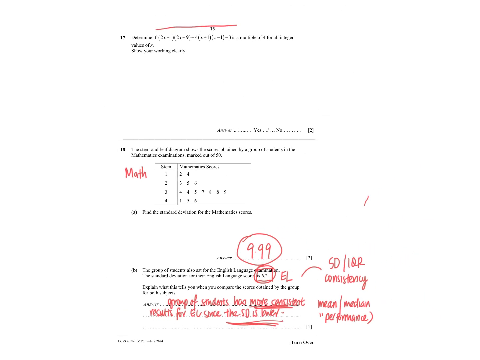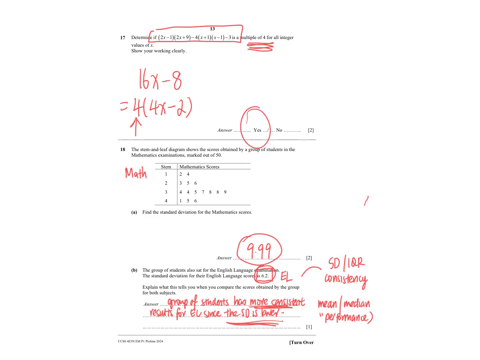17, you go and expand everything fully out. You will end up getting 16x minus 8. Take out the common factor 4. So if you can express this as a multiple, if the expression has a factor 4, it must be a multiple of 4. So the answer is yes.